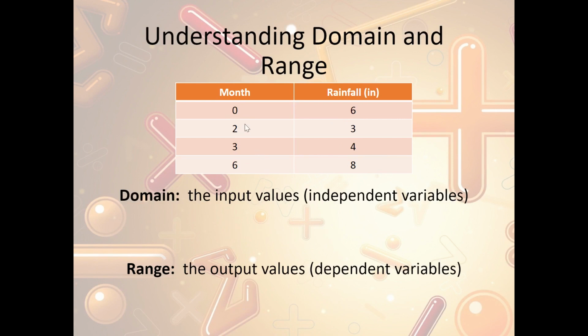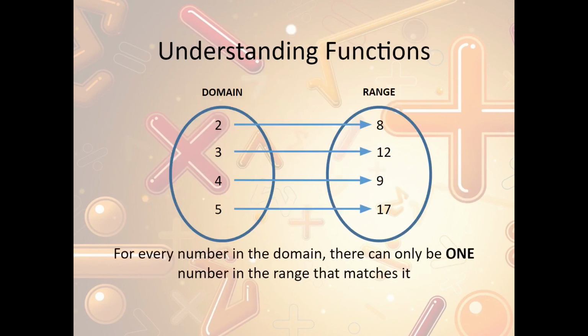Let's try another one. So here we have 0, 2, 3, and 6 for months. That is our domain. And our range comes from this column here. So we would have 6, 3, 4, and 8 as our range. So that's domain and range.